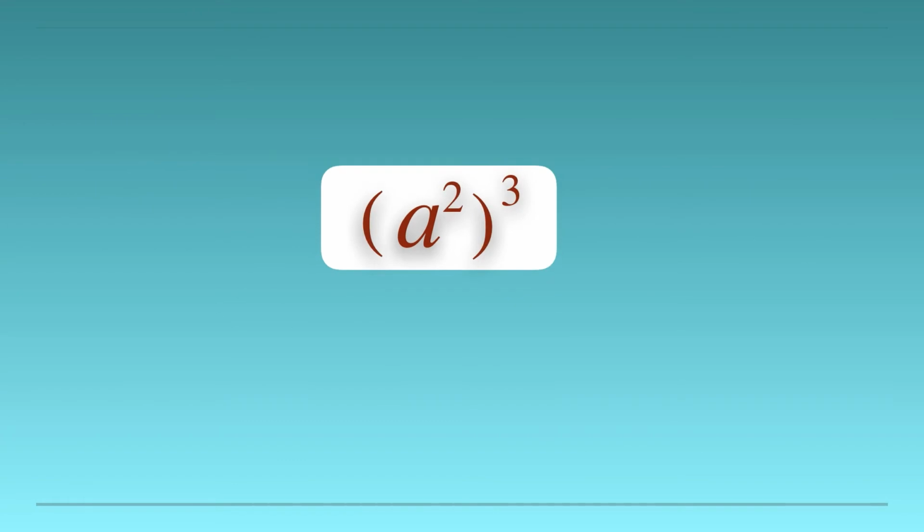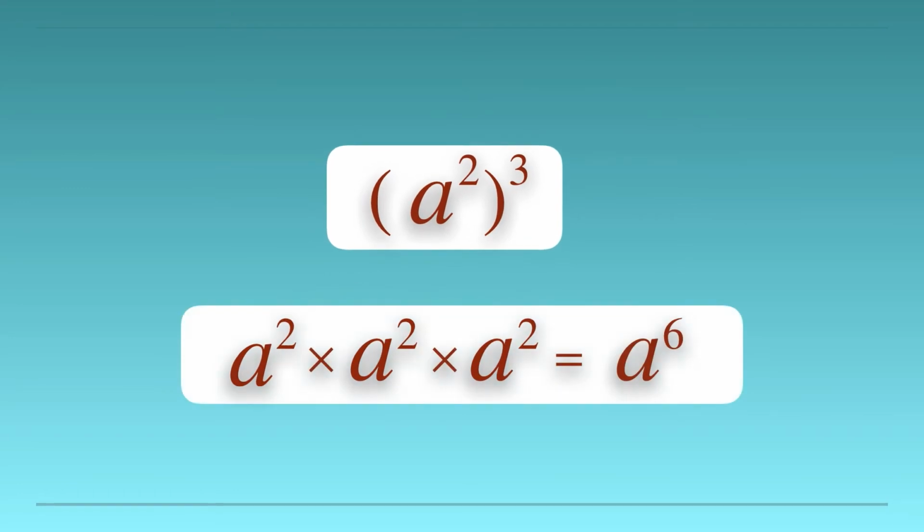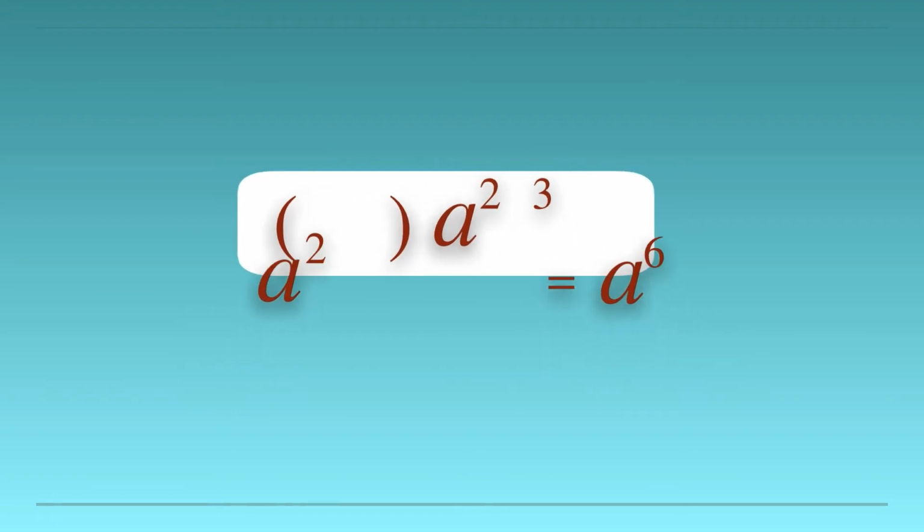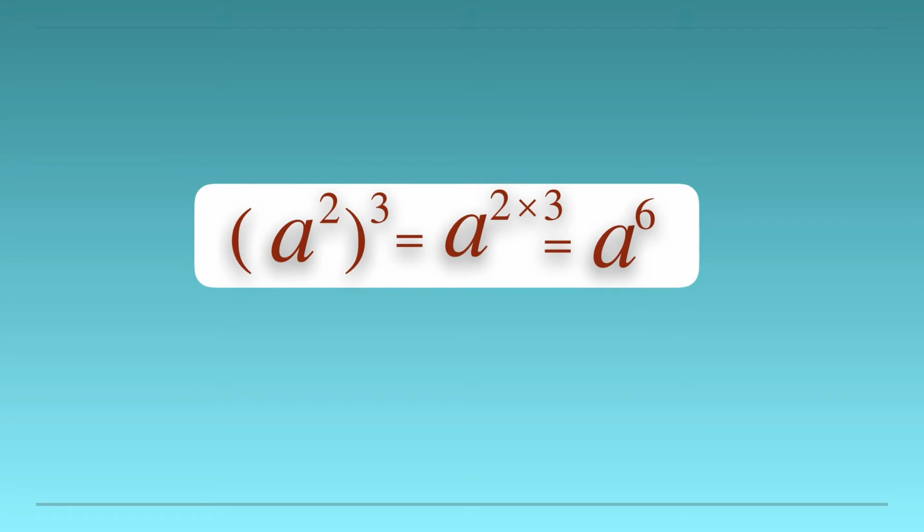When taking the third power of, say, a squared, it means multiply all the content inside the bracket 3 times. In this problem, we multiply a to the power of 2 three times, which means we can add the powers of a's together to give a to the power of 6. However, we can also get the same answer by multiplying the 2 powers together.